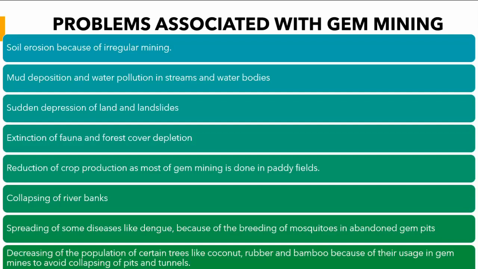The National Gem and Jewellery Authority has taken certain measures to solve some of these problems. And one such measure is when issuing permits for gem mining, a cash deposit has to be made. If gem pits are abandoned without filling, government will utilize the money deposited to fill the abandoned gem pits.